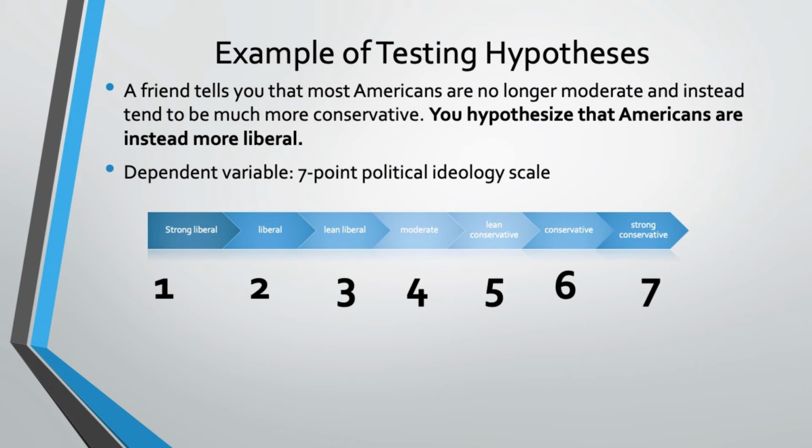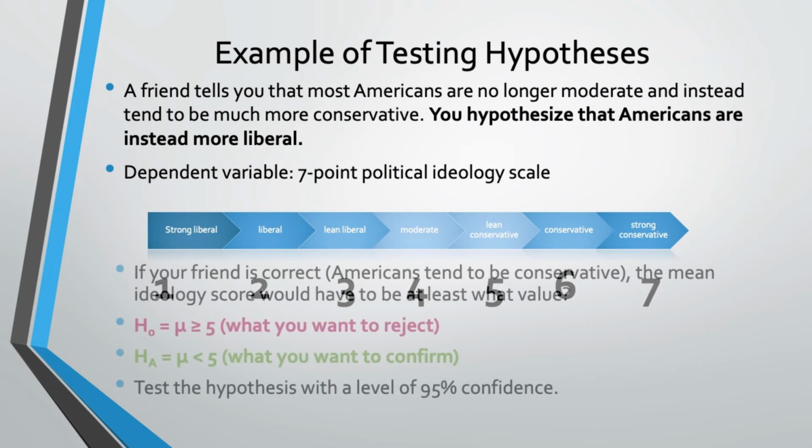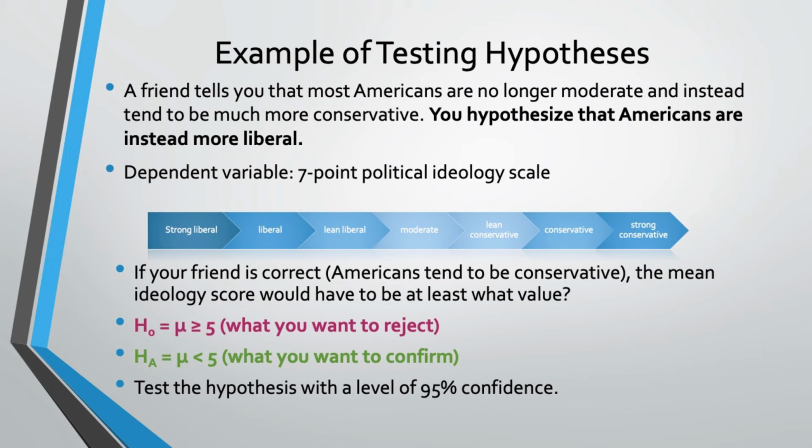So hopefully you were able to guess that if your friend's statement was true, the average ideology score would have to be at least 5, because 5 corresponds with leaning conservative. And so that is what we're going to try to disprove. So you can see that denoted by the null hypothesis here, that mu, or the population parameter, must be greater than or equal to 5. This is what we want to reject.